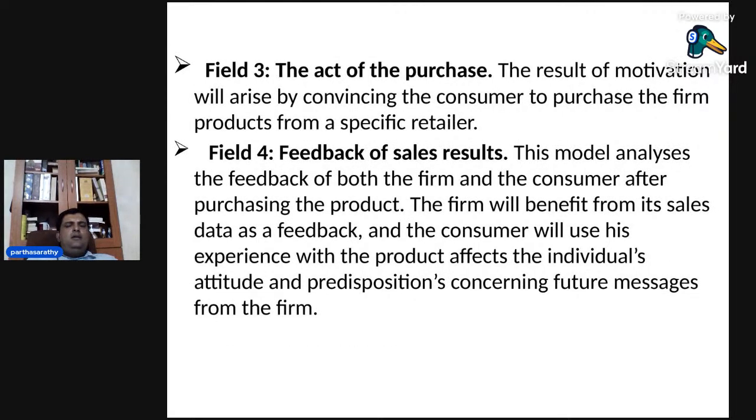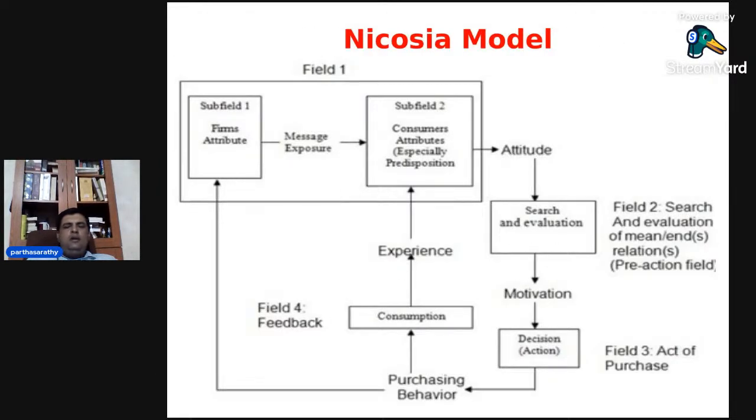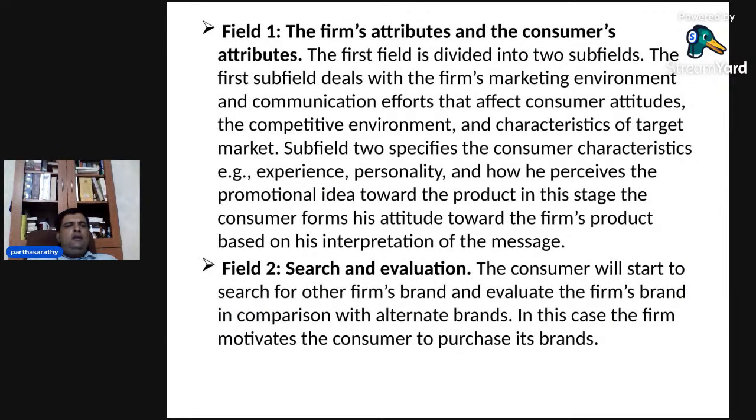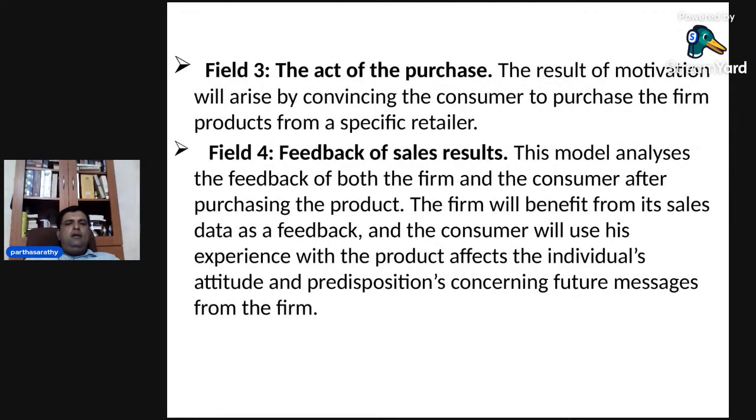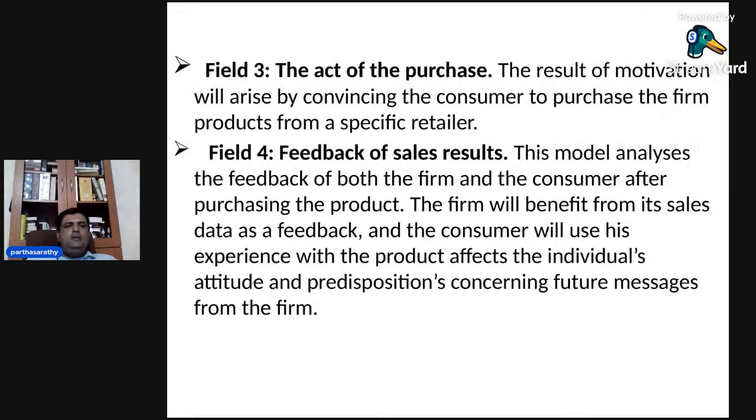Then field three, the act of purchase. According to this model, now what happens? Field one, the advertising they talked about. Next one is search for evaluation. Next is field three, the act of purchase, the result of motivation. See, in the previous step, once he is convinced about all these things, that serves as a motivation for him. So the result of motivation will arise by convincing the customer to purchase the firm product from a specific retailer.